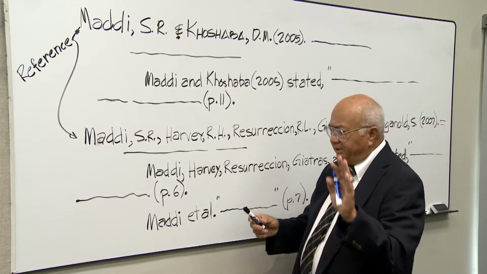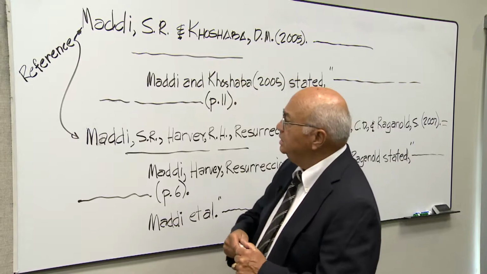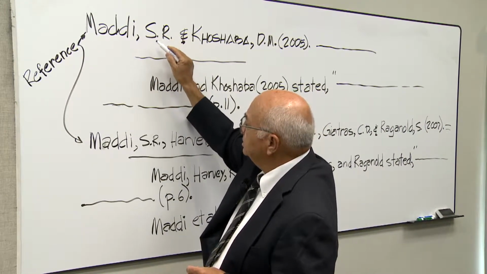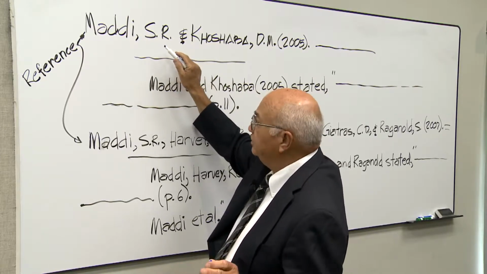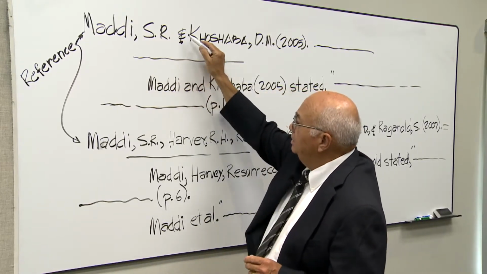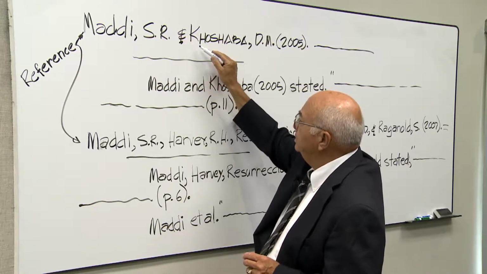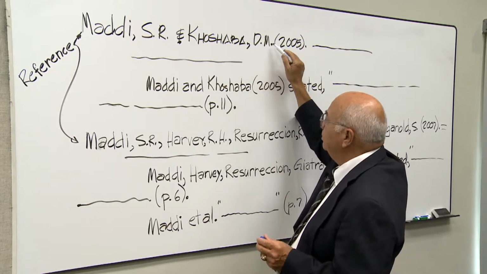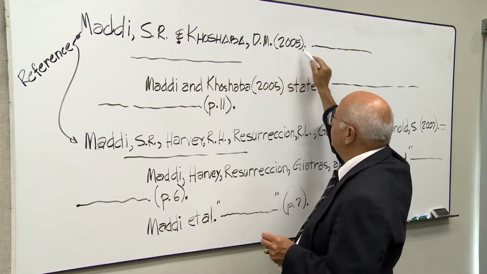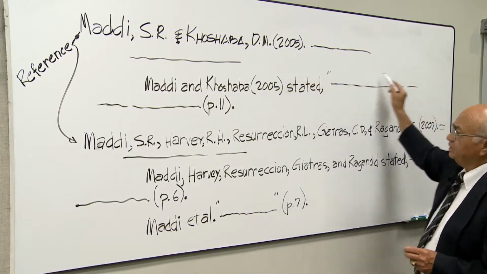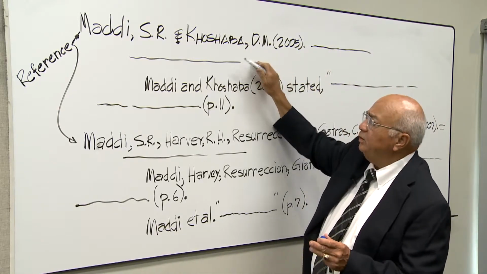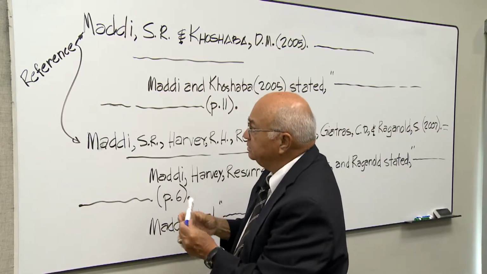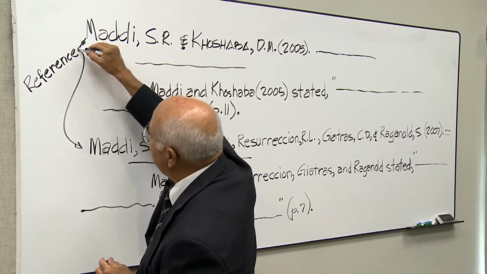And let's go back to the basic rules again. As you'll notice, last name Maddi, comma, first initial S period, R period, no first name or middle name. Ampersand for and, Khoshaba, comma, D period, no first name, no middle name, just the initial, period, date of publication, period, and so forth. Then the citation would continue. This is the way it would be in the back, in the references, all right?